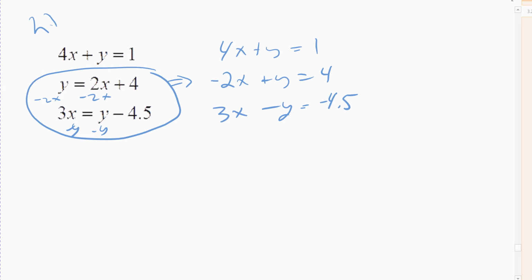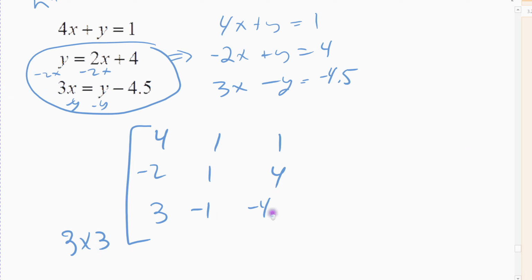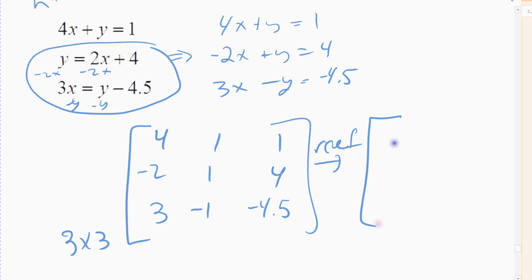And if you'll notice, there's no z term. There is an x term. There's a y term. And there's a constant term. And so this is more like the first example that I did when we introduced three equations, two unknowns. There's no z, so don't put a z column in there. There isn't one. And so this is just going to be a 3 by 3. I'm going to have 4, 1, 1, negative 2, 1, 4, 3, negative 1, negative 4.5. RREF, row reduce.